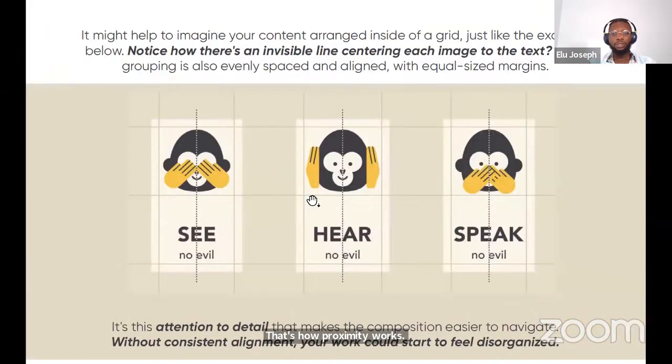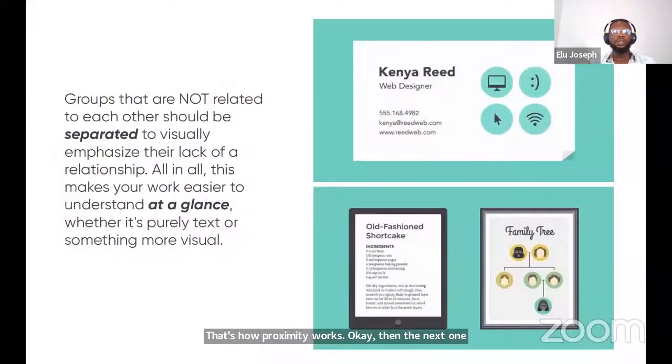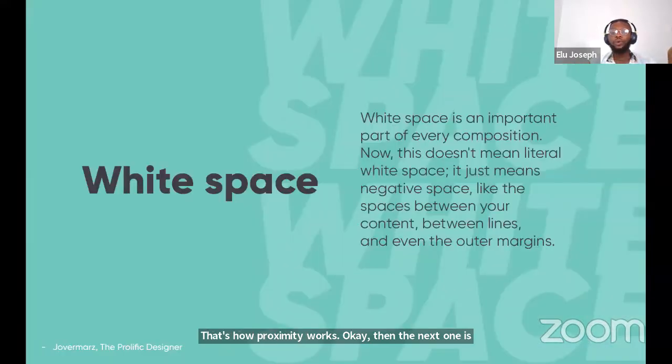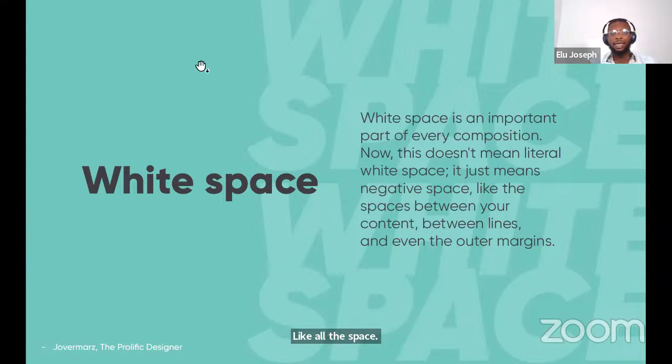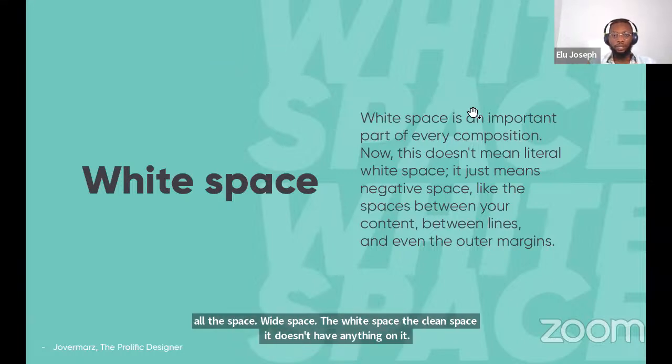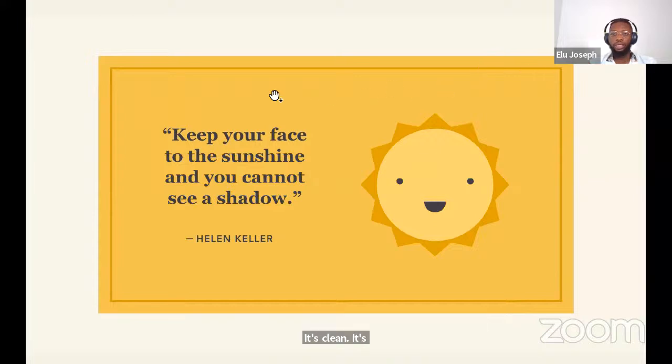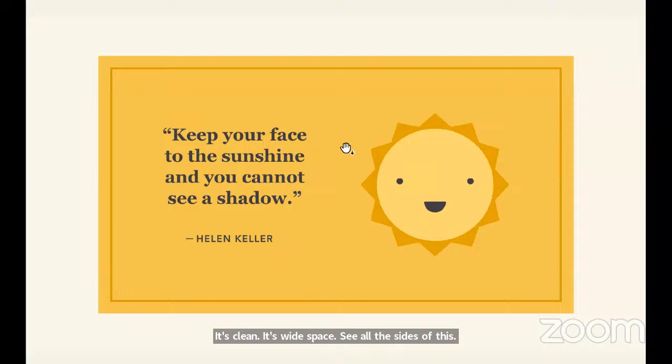Then the next one is white space. And like we all know, white space is an effective negative space. Like all the spaces here are white space. A white space is a clean space. It doesn't have anything on it. It's clean. It's white space. See all the sides of this design. That's white space for you. Okay.